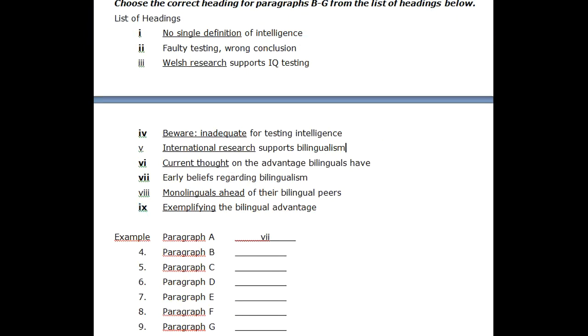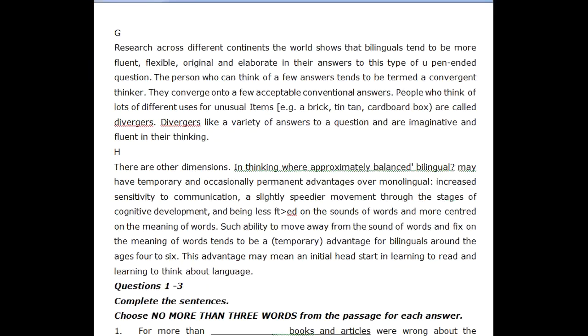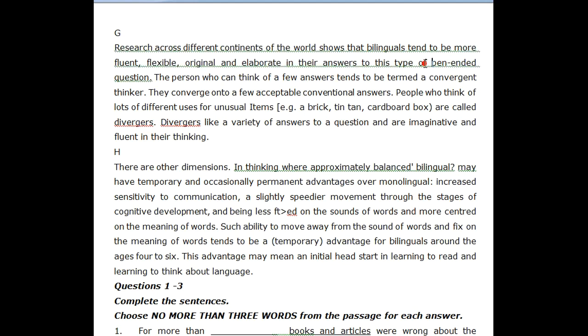Now you have two or three options left, and by now you must have the options in your mind. So let's go straight to G. Research across different continents of the world shows that bilinguals tend to be more fluent, flexible, original, and elaborate in their answers to this type of open-ended question. Sorry, there was a mistake there. It should read open-ended questions.